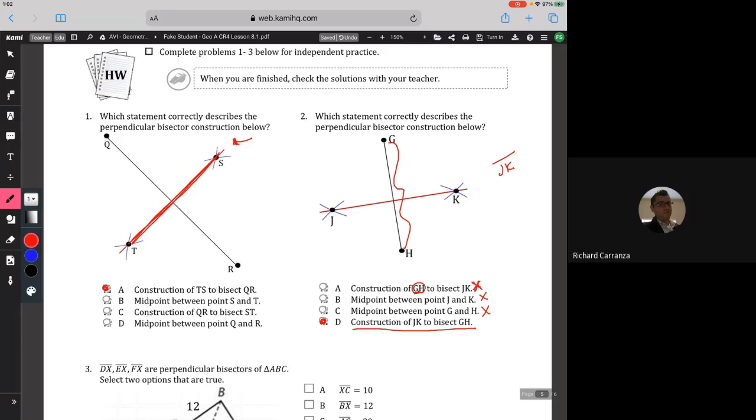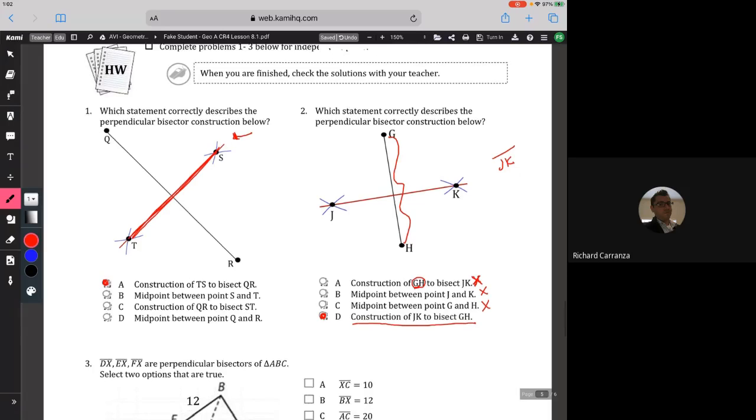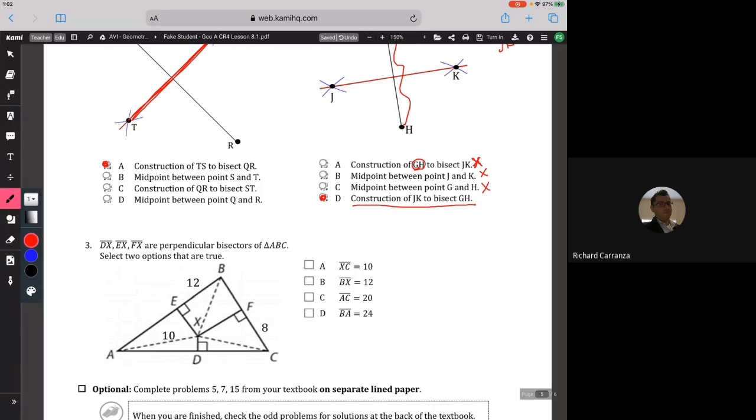And again, it takes more practice for constructions. And you only have 3 homework questions for this one. So this one, it's saying select 2 of the statements that are true. The first one says XC is 10. Yes or no? Yes. So go ahead and check that one.